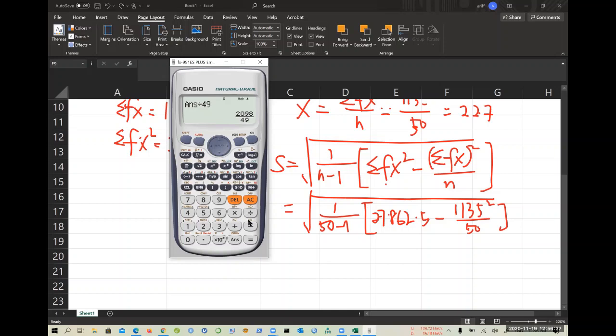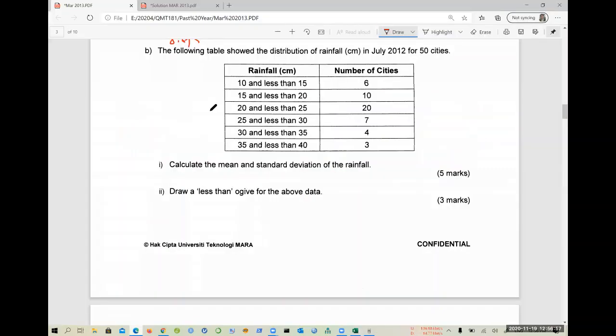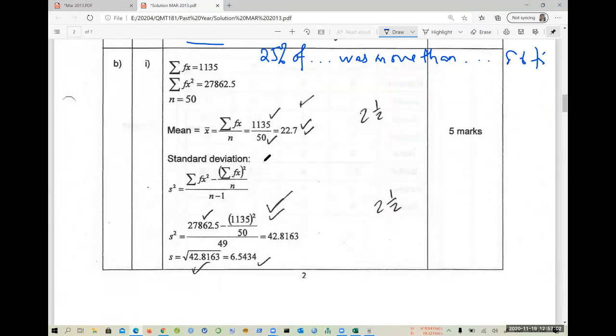And then take the square root of your answer. So you get 6.5434. Okay, so this is similar to the answer that you have over here. You have 22.7, and then for S squared, that is the variance, 42, and then for S, you get 6.5434. So that is if you are using it manually.